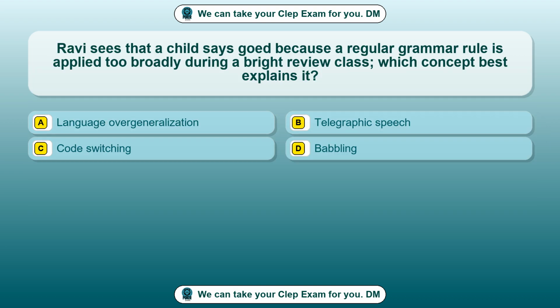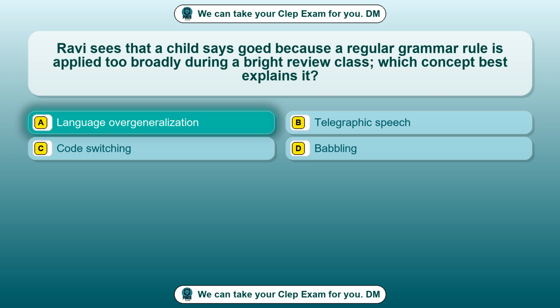Question 86. Ravi sees that a child says "good" because a regular grammar rule is applied too broadly during a bright review class. Which concept best explains it? Option A, language overgeneralization. Option B, telegraphic speech. Option C, code switching. Option D, babbling. The correct answer is option A, language overgeneralization.